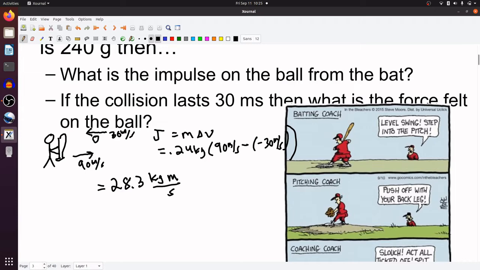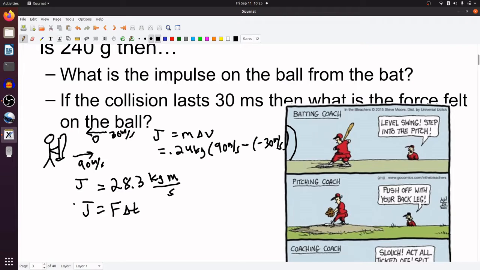Or I could say Newton seconds, and so that is at least the impulse, which doesn't make a lot of sense. So then we can figure out, well, what if we have a collision time of 30 milliseconds? Well, that's where we use the fact that this is equal to J, right? And we also know that J is equal to F delta T.